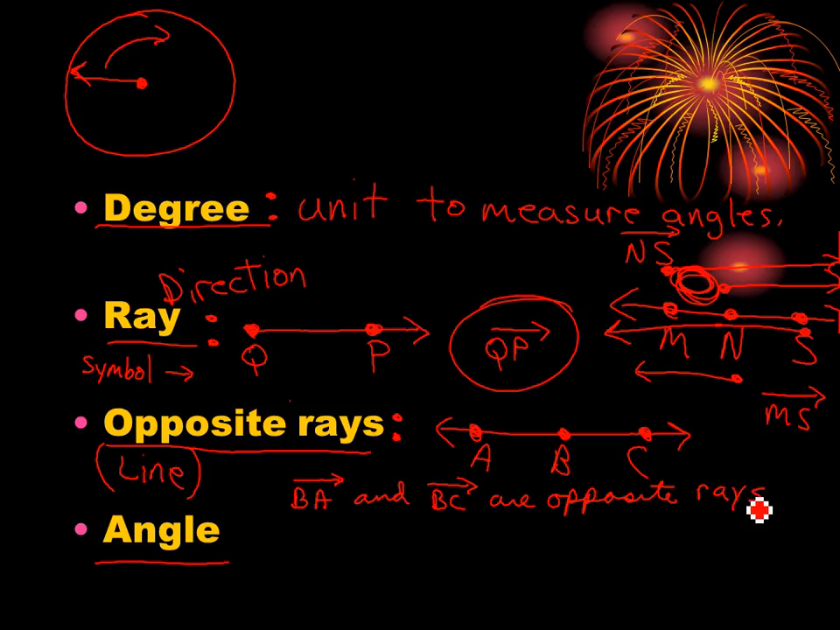Somebody said AB at first. How come AB wouldn't have worked? It's going that way, right? You need it to go the other way. So the opposite rays have to have the same starting point. Opposite rays will always have the same starting point, and they go in opposite directions.